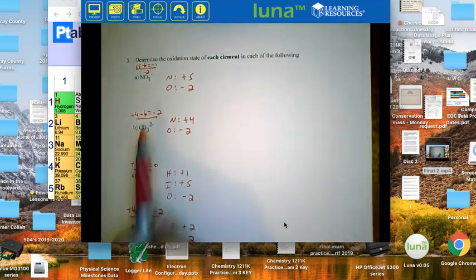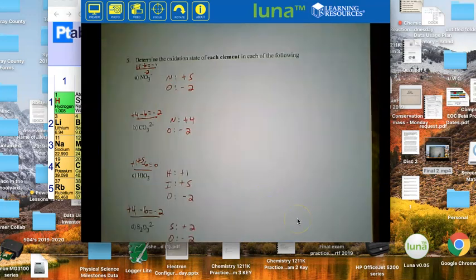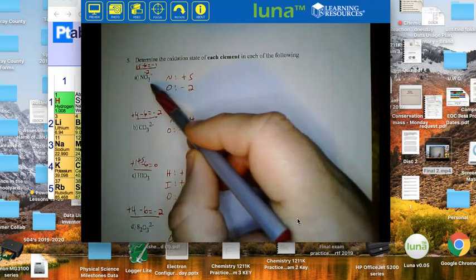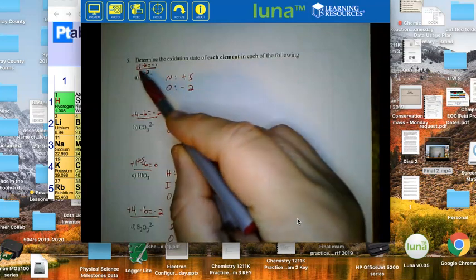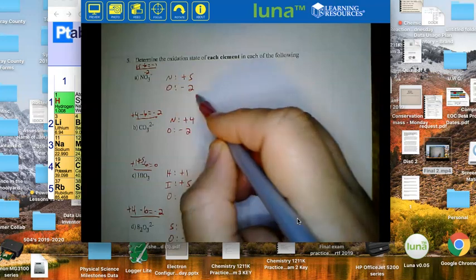Number 5 here, we're trying to determine the oxidation numbers for each element in the compound. So here we know oxygen's -2. -2 times 3 is -6. So nitrogen must be +5. It has to add up to a -1, because there's a negative charge there. So the oxidation number is +5 for nitrogen and -2 for oxygen.